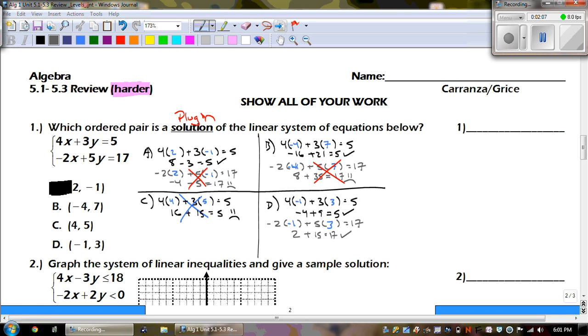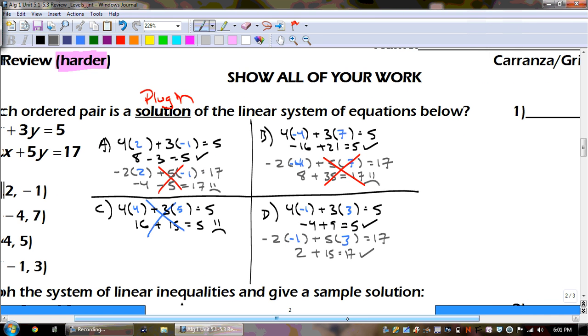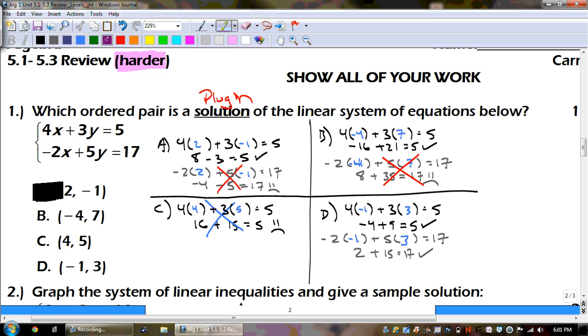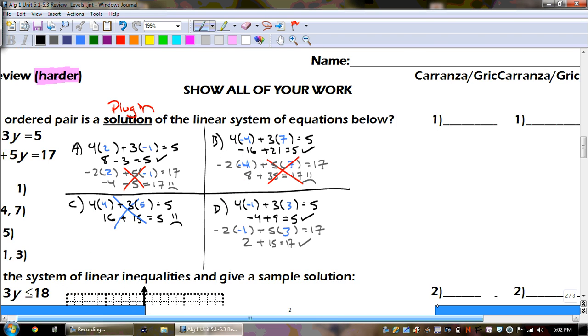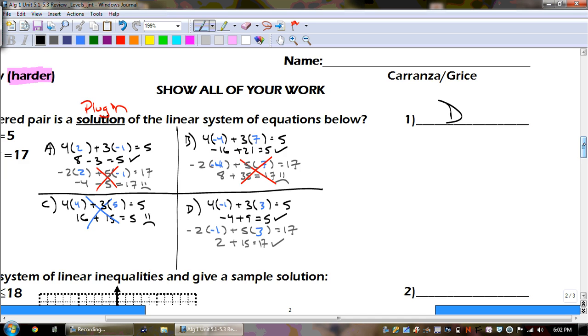Okay, so as I was going through and doing this, we can zoom in a little bit so you can see my work a little bit better. For B, the negative 4, 7 worked in our first equation, but when we plugged it into the negative 2x plus 5y equals 17, it didn't work. So B is not my answer. For C, I plugged it into our first equation and I didn't get it, so right away I know that C is not the answer. So the only thing left is D. I went through and double checked the work and yeah, we were right. D is the correct answer. Okay, so I'm going to write D for number 1.